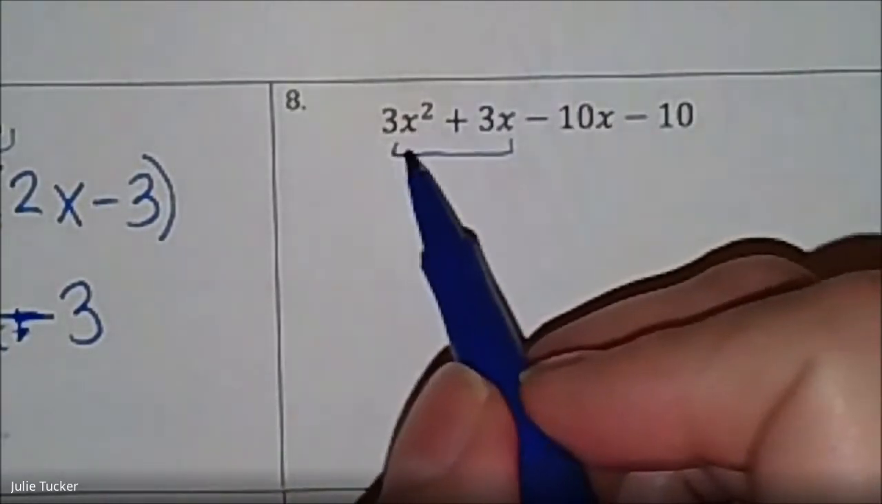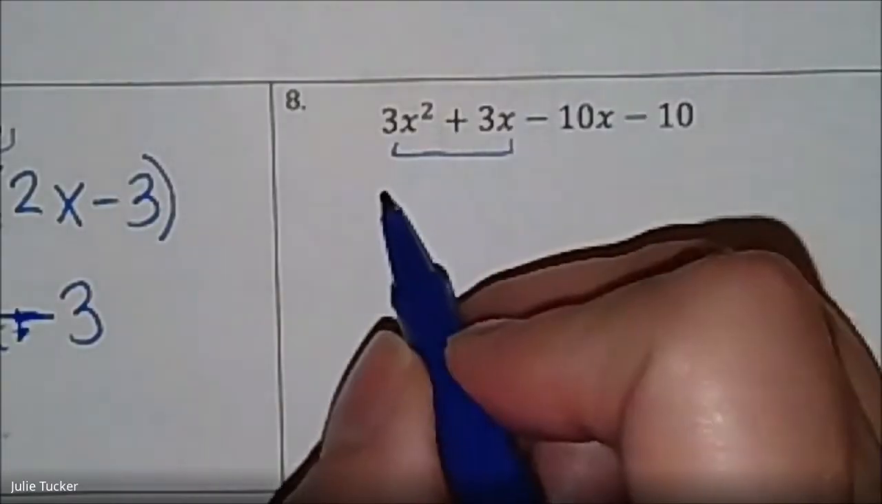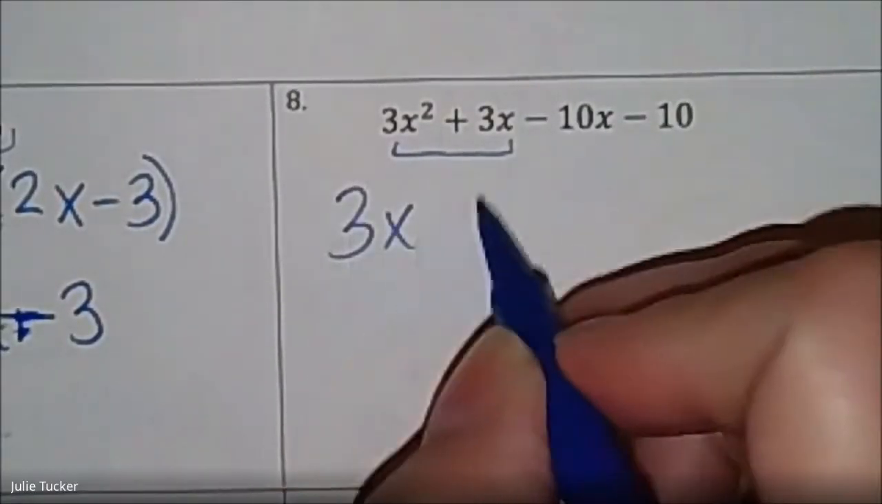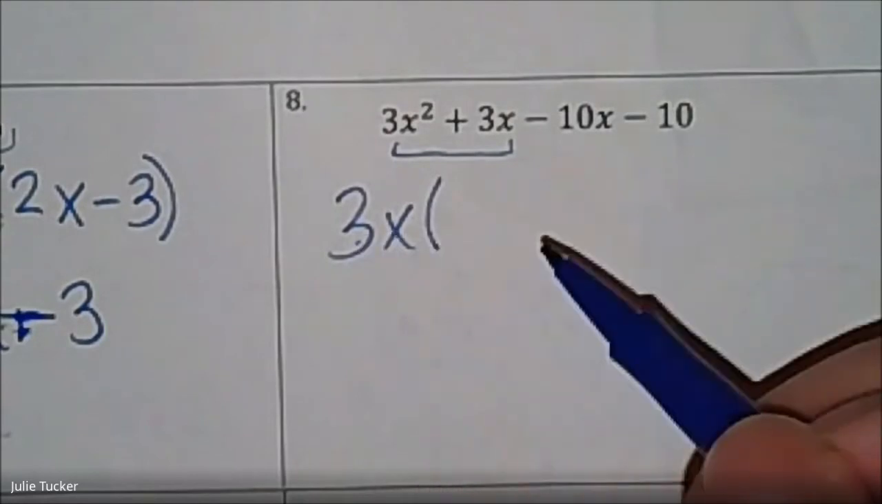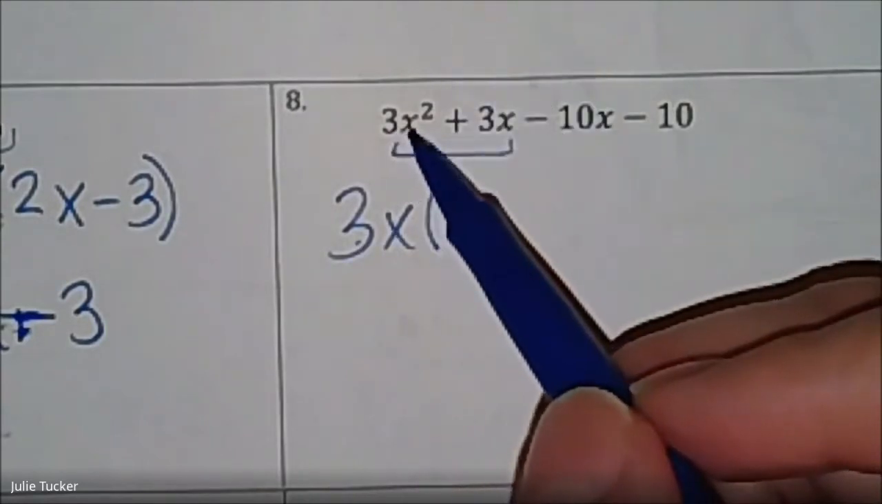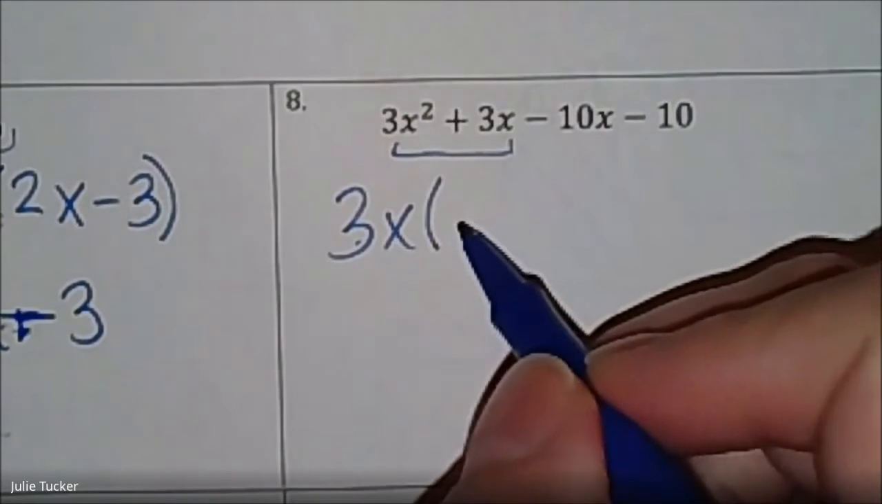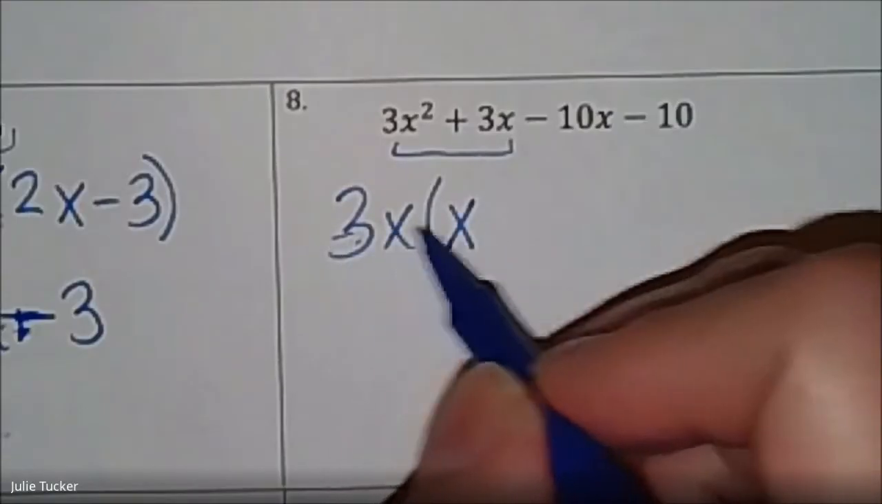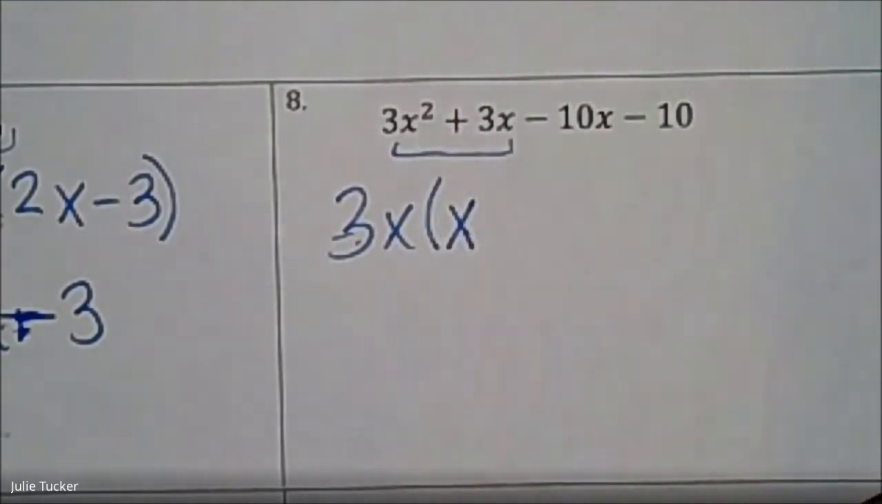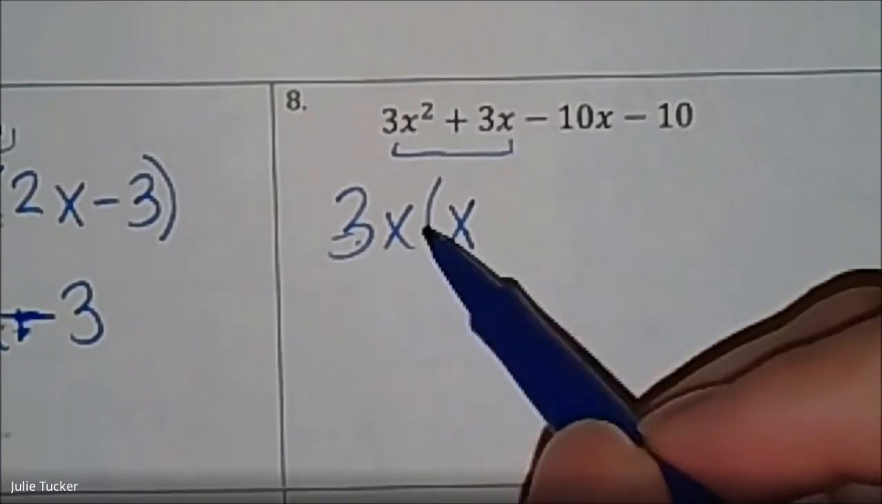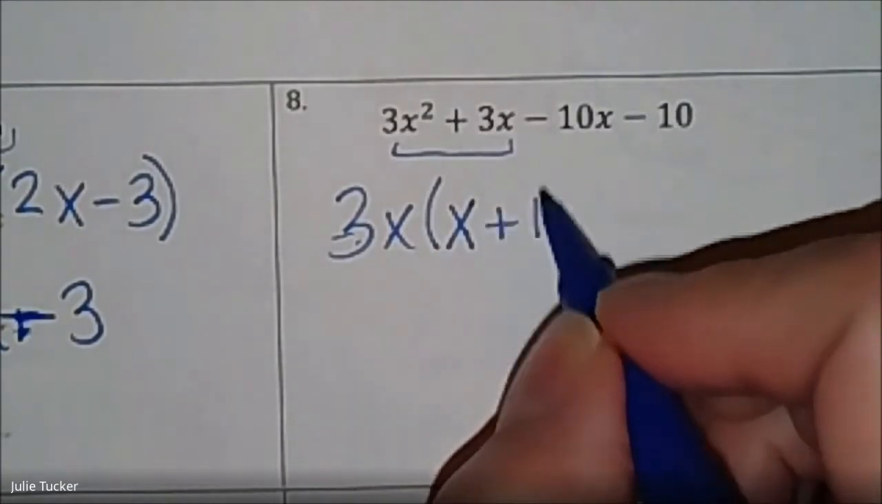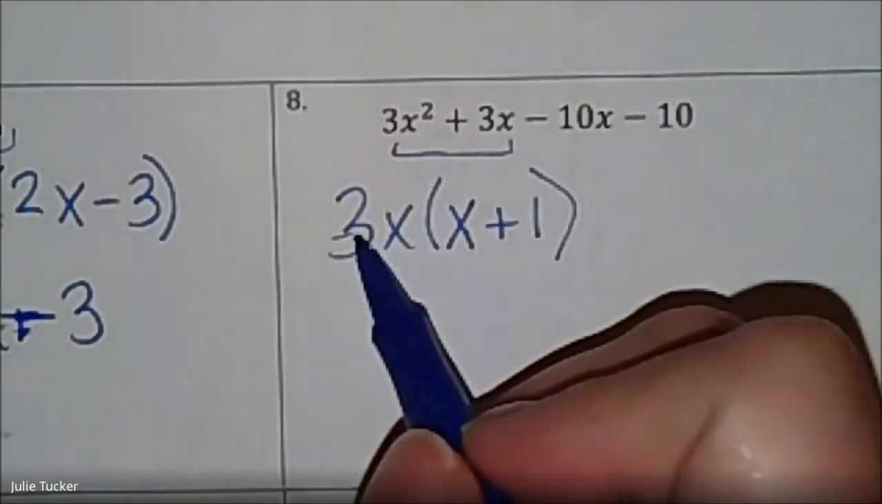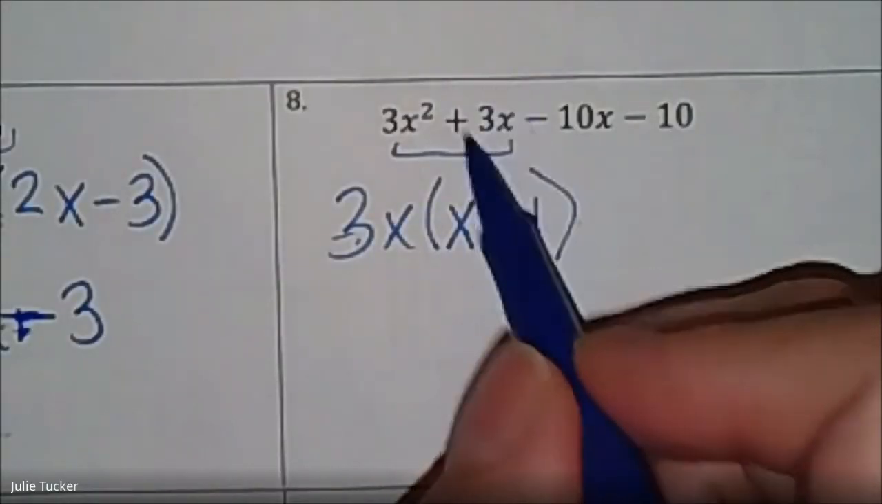What number could divide into both of the 3's? 3, right? So we're going to put 3x. So 3x times what gave you the 3x squared? Just x. 3x times x is 3x squared. And then the next part is 1. You need to put a 1 here, okay? Because 3x times 1 gives you this 3x.